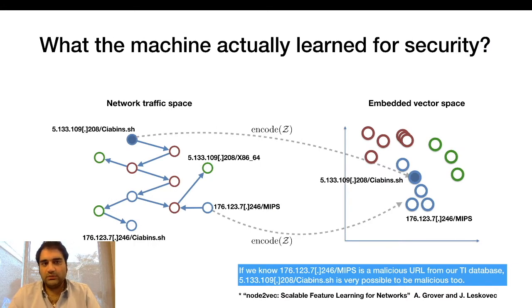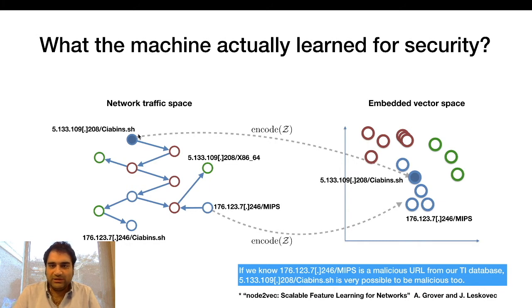So let's show with a real example what a machine actually learned for security here. At left, you are seeing a graph that we created from the knowledge we gathered from network traffic space. And we know from our threat intelligence data set that MIPS URL is a malicious one. And we want to know about Chiabin's SH URL, which is an emerging new one, if it is malicious or not.